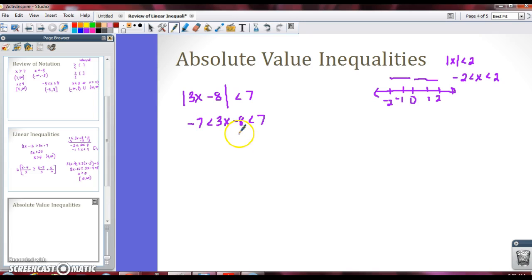Now when I solve that, it's a compound inequality, so I'm doing the same thing to all parts. I add 8 to everything. I end up with 1 is less than 3x is less than 15. And so I would end up with 1/3 is less than x is less than 5. And if I were to write that as interval notation, I would have 1/3, comma, 5.